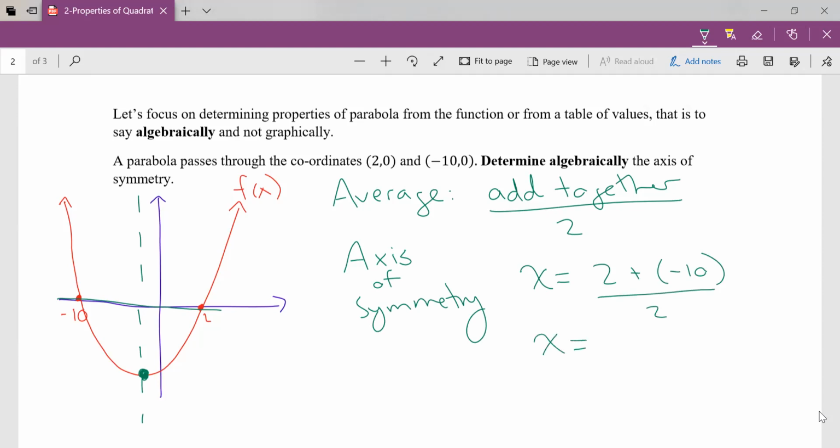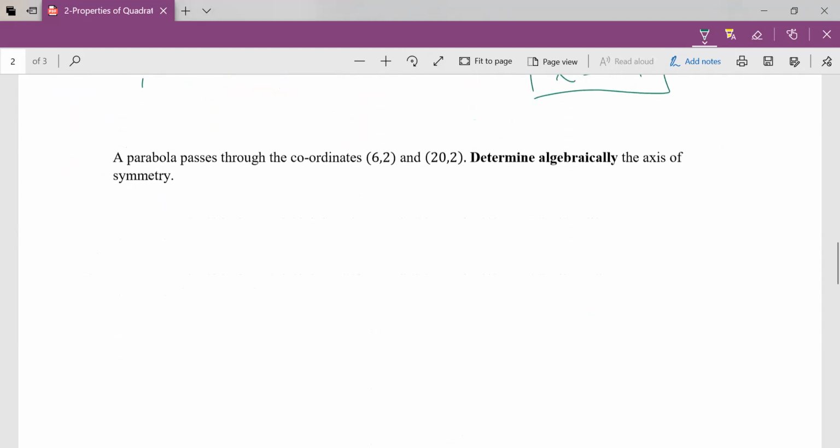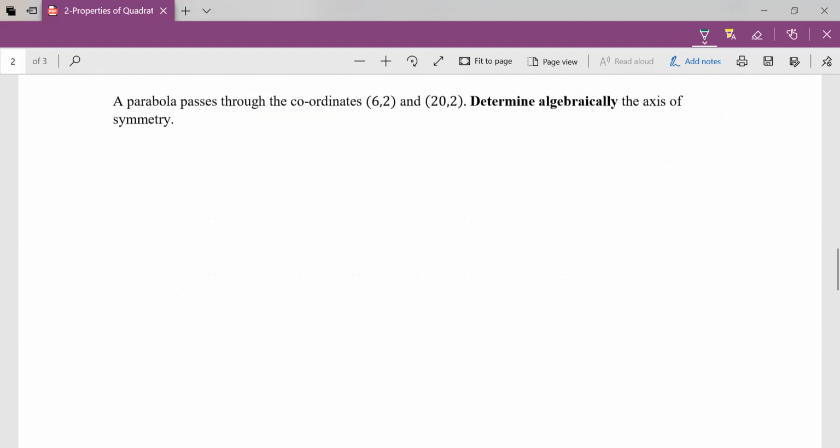What does that sound like to me? That sounds like negative 8 over 2, and that sounds like negative 4. So finding the axis of symmetry between two points is the same as finding the average of two horizontal points. Not bad, hey? I like to say average, average, average. Like I said, we've been doing this forever. So let's just do another one for giggles.